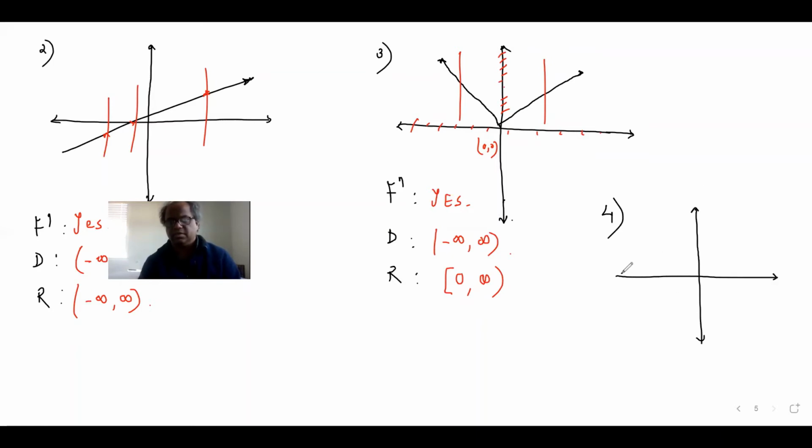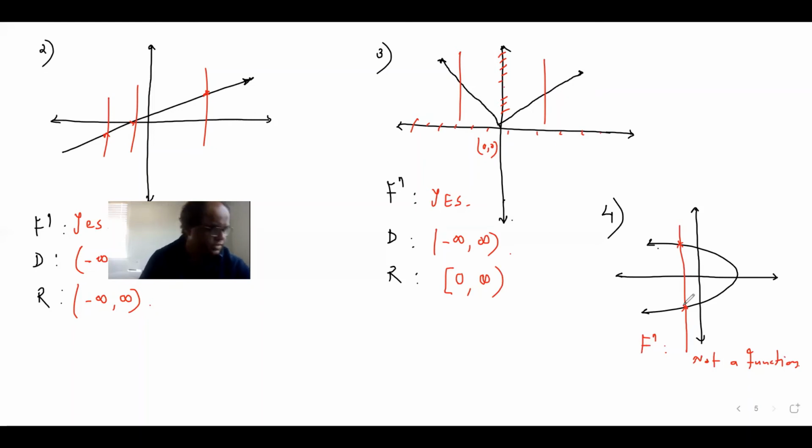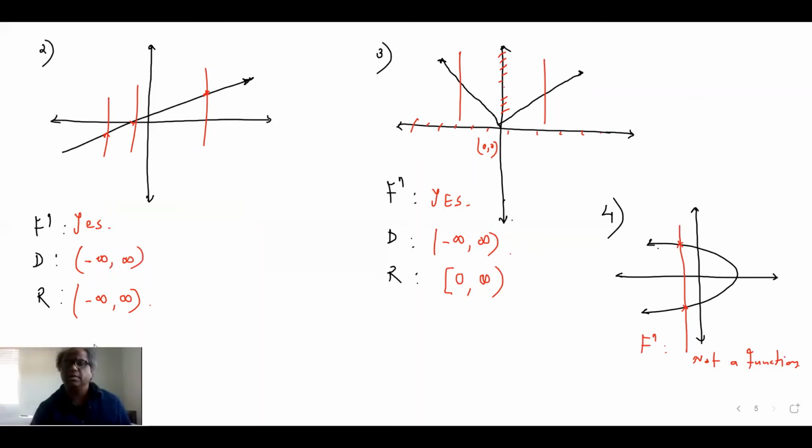Now if I have something like this, a parabolic function, obviously you can see that if I draw a vertical line, it cuts the function in 2 points. So obviously this is not a function. All right. So this is one more thing. All right, I think that's pretty straightforward.